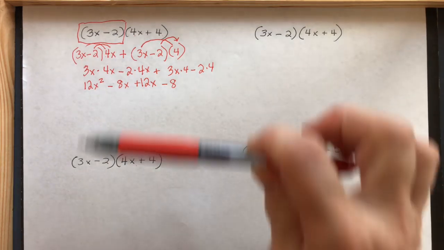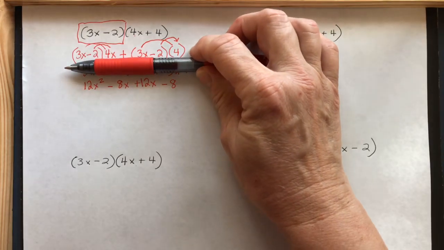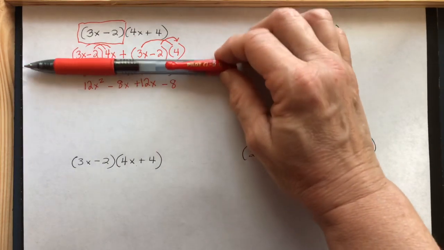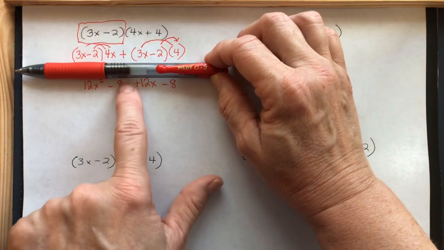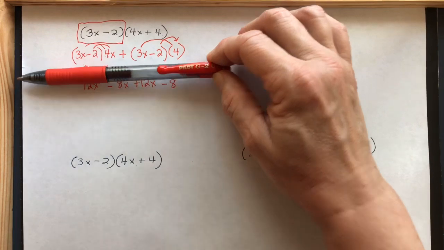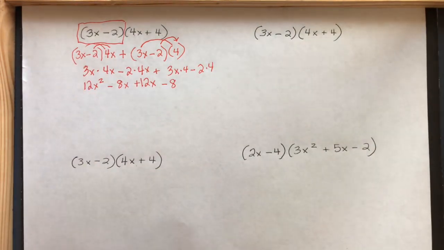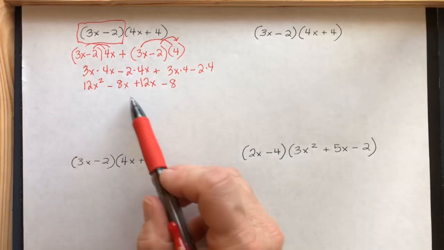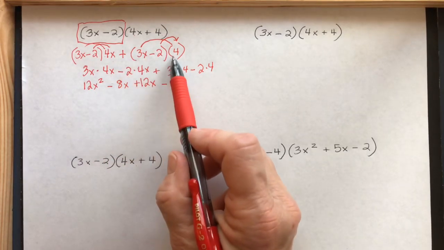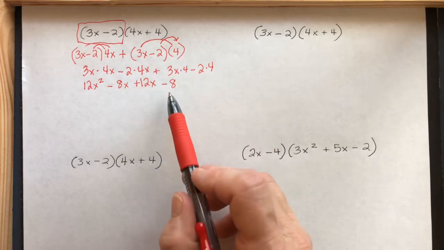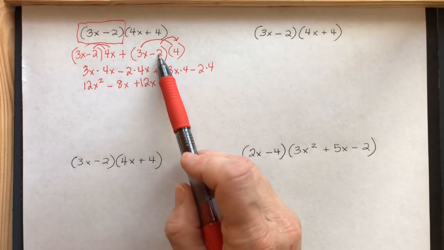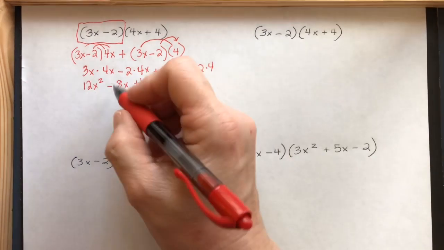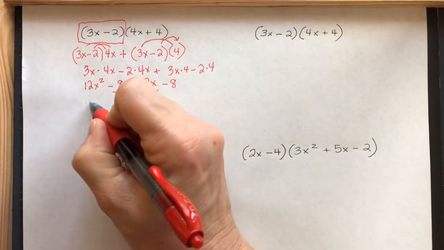Now, if you notice, if I took this line out, I could have gone straight to the line after it. So I could have just done 3x times 4x gives me 12x squared, and then I could have done this part: minus 8x plus 12x minus 8. But a lot of people tend to forget to multiply some of the last ones, so if you need that, write that step out.